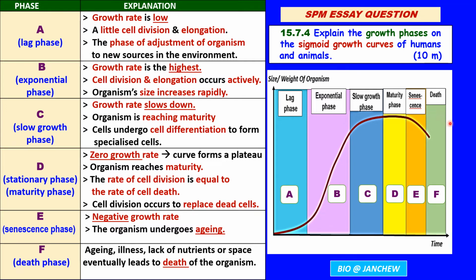Then after that, there's the death phase, where the organism dies due to aging or illness or lack of nutrients, right? And that's the end of it. So you must remember the 6 phases here and be able to explain what happens internally to the organism. All right, so it will involve cell division, cell elongation, cell differentiation, okay, along the way, as if you're explaining the different phases of the sigmoid growth curve in humans and animals. So take note of this for essay question.